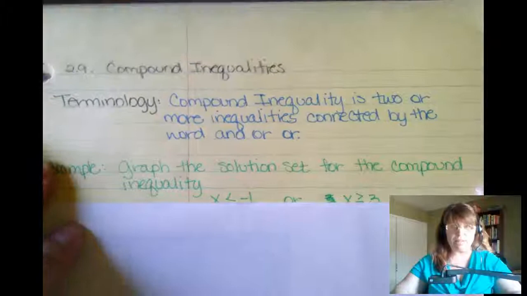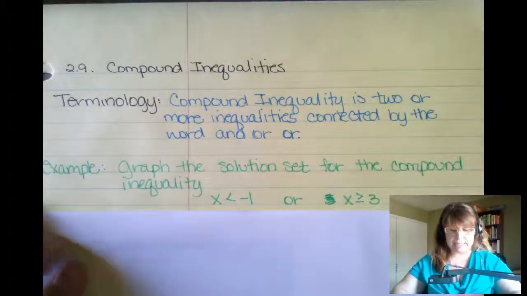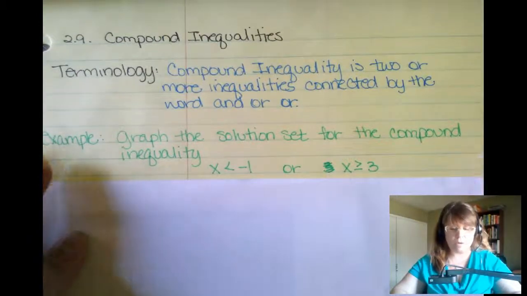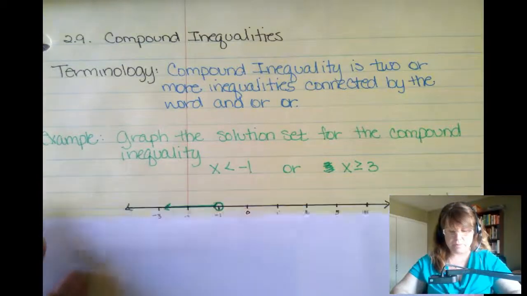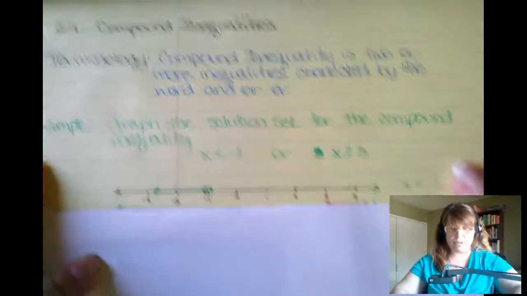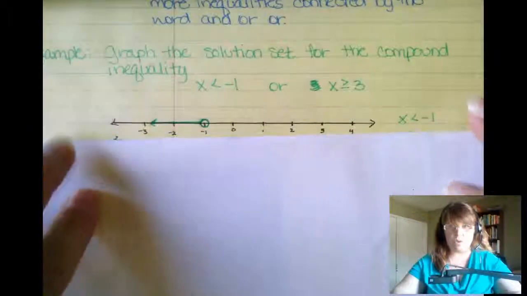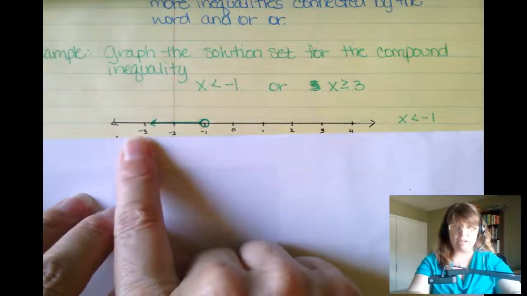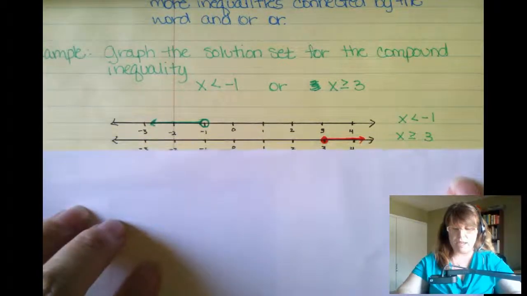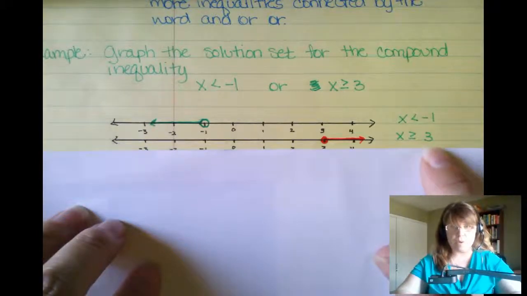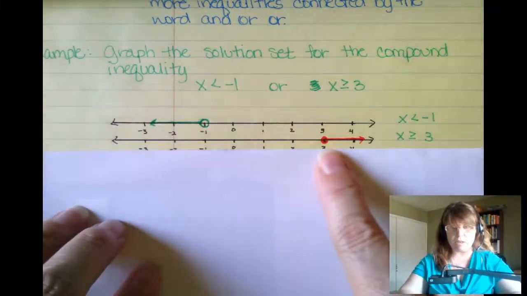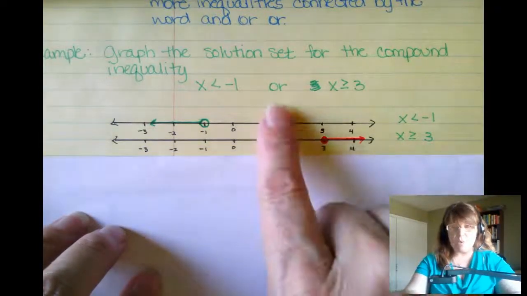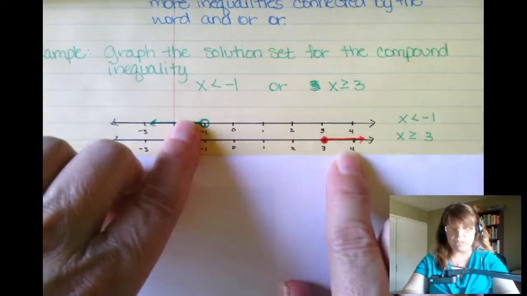Graph the solution set for the compound inequality x is less than -1 or x is greater than or equal to 3. The first graph will show x is less than -1, so open circle and everything to the left. X greater than or equal to 3, since it has equality, it's a solid circle at 3 and everything to the right. Since it's an or, either one of them can be true.